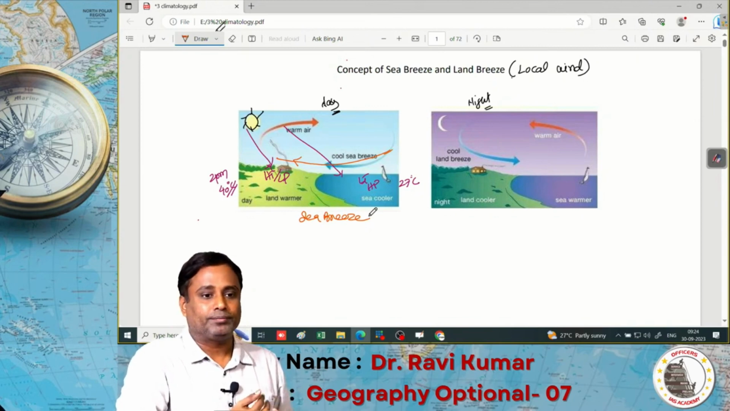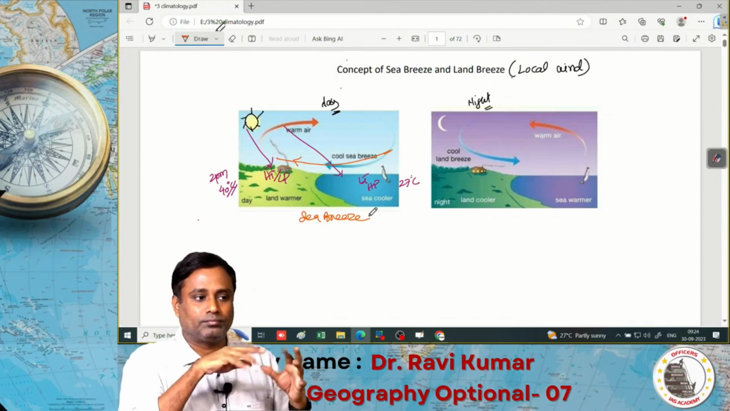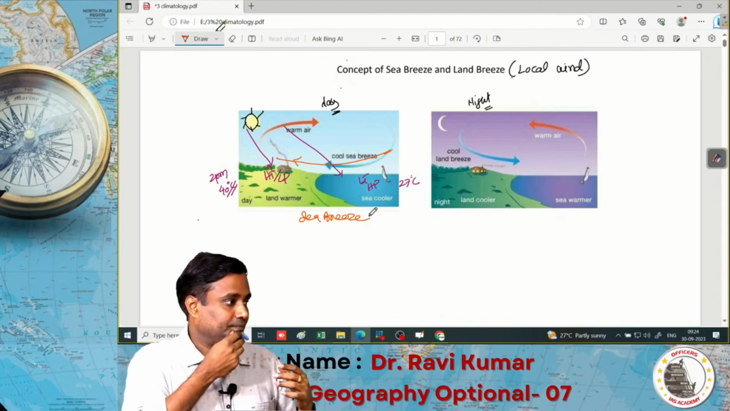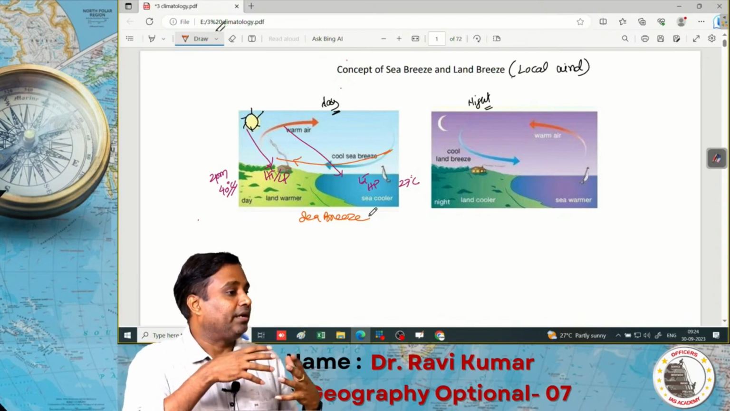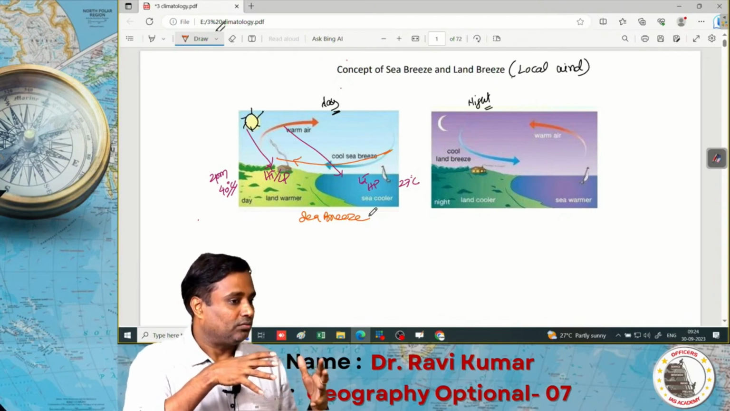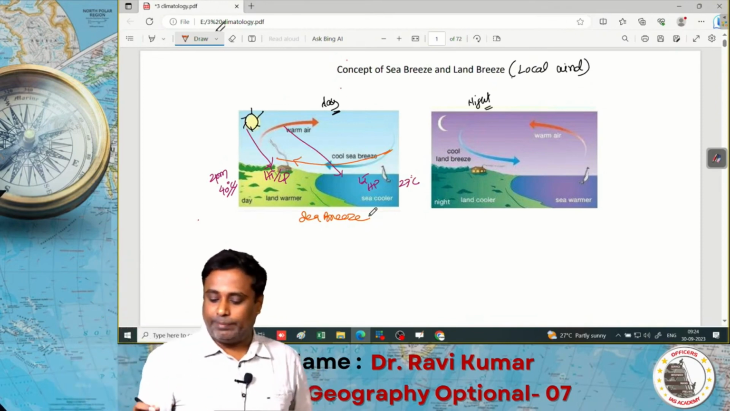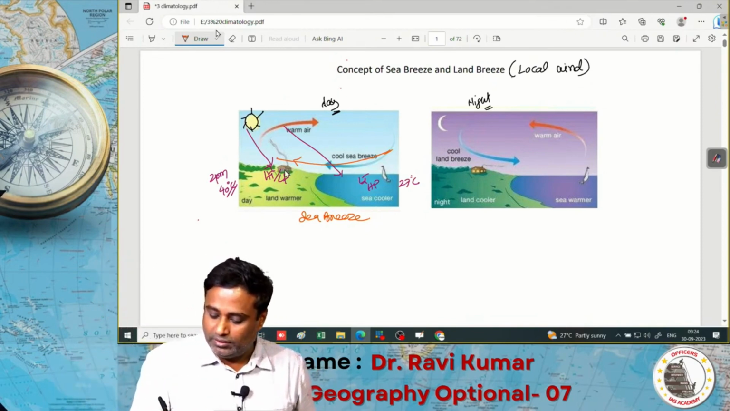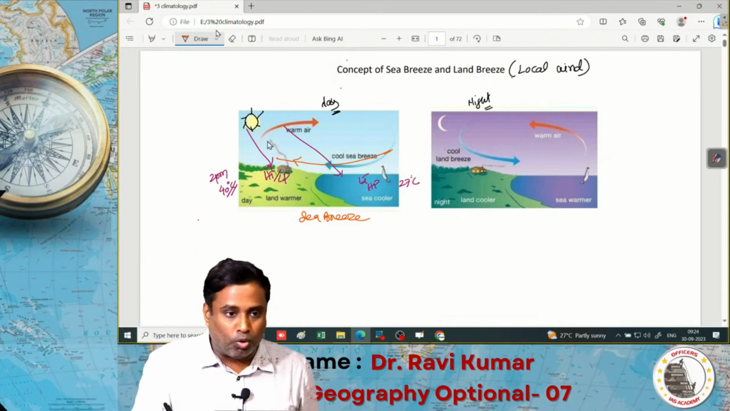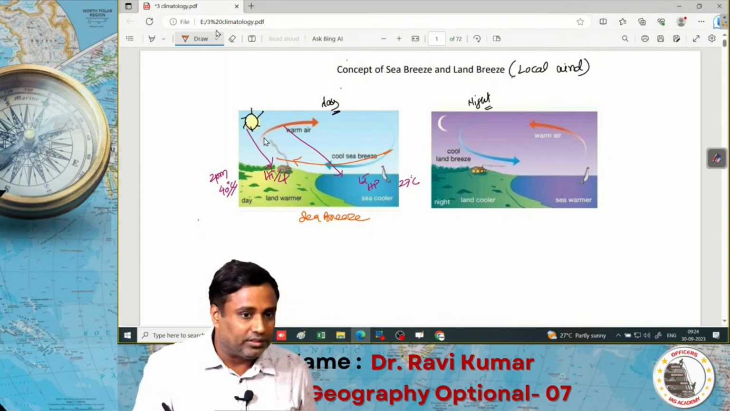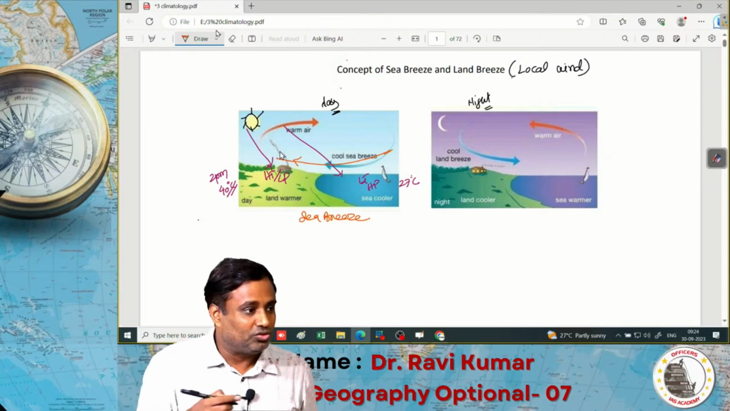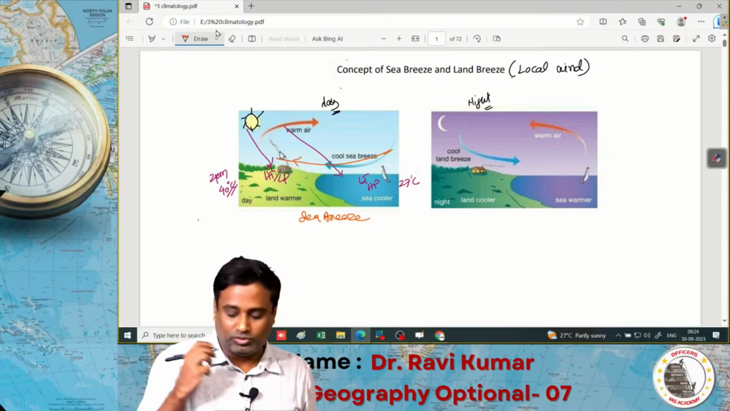This is influenced by the thermal character difference between land and water. In the picture, just see here, there is a house and there is some smoke here. Can you see the smoke? Which side is it going? Towards the land. Keep that in mind.